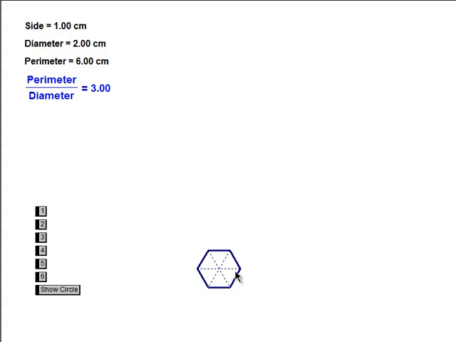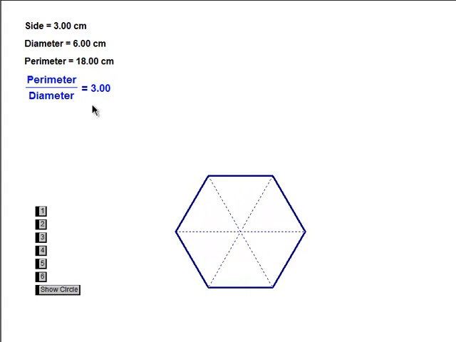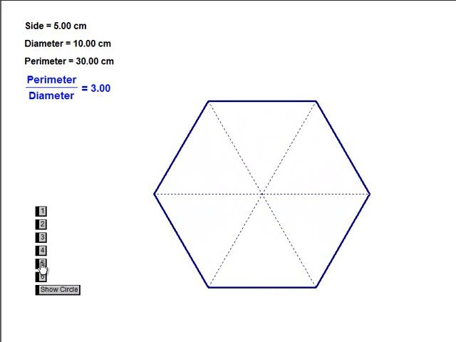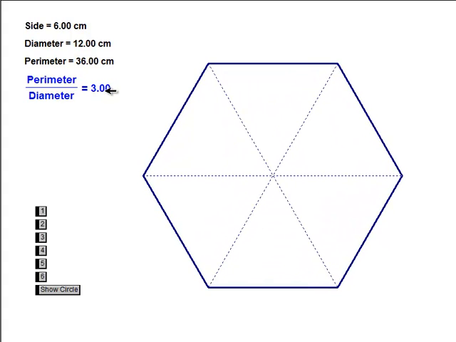So if this is 6 around and 2 across, the ratio of 6 divided by 2 is 3. Let's go to a larger hexagon. This time the side length is 2, the diameter is 4, and it's 2, 4, 6, 8, 10, 12. So the distance around is 12, the diameter is 4, and 12 divided by 4 gives 3. So the ratio of the perimeter to the diameter again stays constant, even though these numbers are changing. Whatever size I have, the magic number for regular hexagons is 3.